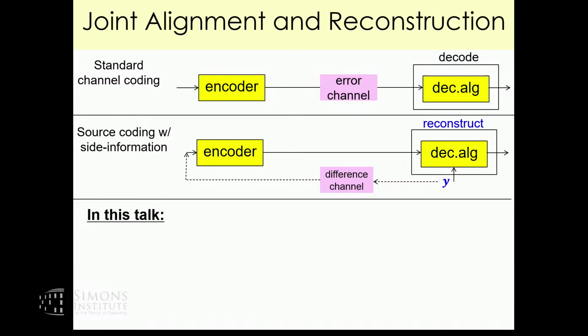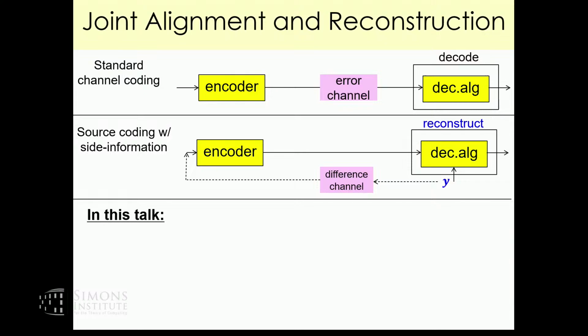So to see the problem, let's look first at the classics of coding theory. Here we have classical communication over a noisy channel. Here we have also a classic, which is source coding with side information, where the error channel is replaced by a difference channel. The decoder has some reference, some side information Y, and it uses Y and some information from the encoder to reproduce the input to the encoder.